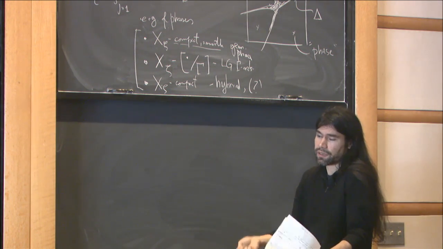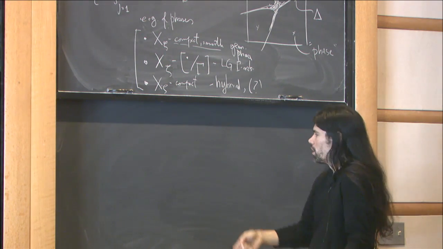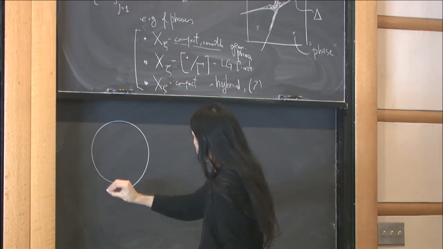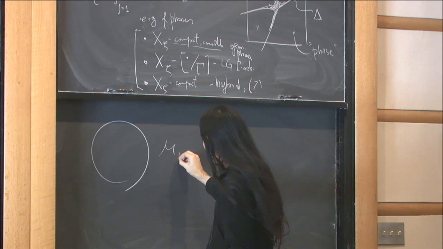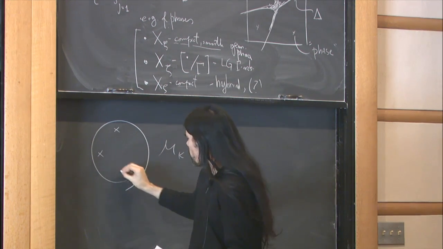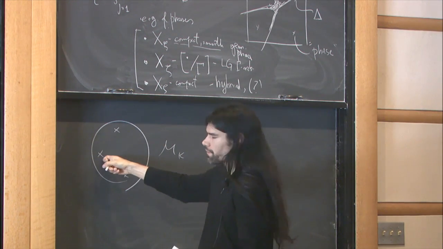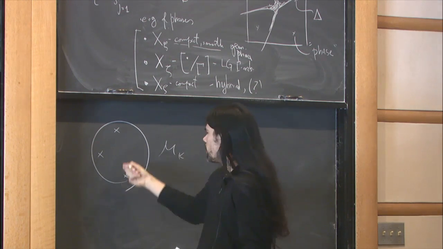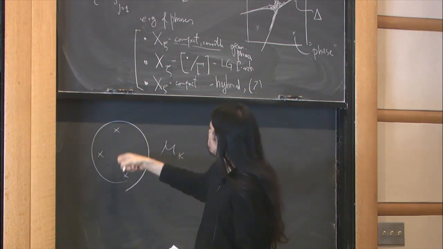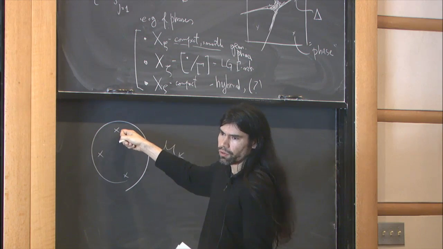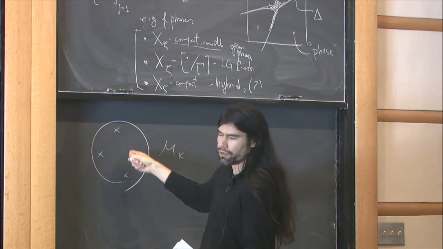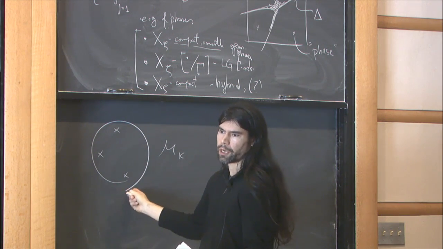For a hypersurface, it's this famous case, where this MK is just P1 minus 3 points. So it is this famous conifold point. And these are the large volume points, the points of maximally unipotent monodromy, and this is the Gepner point, like an orbifold point.